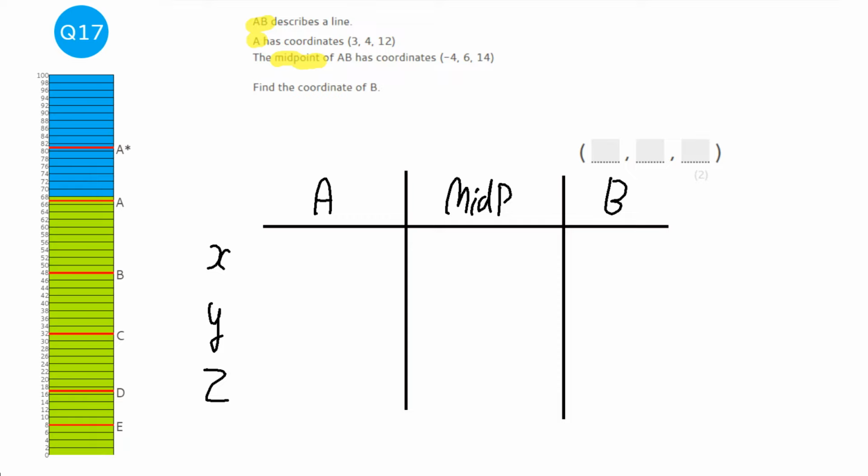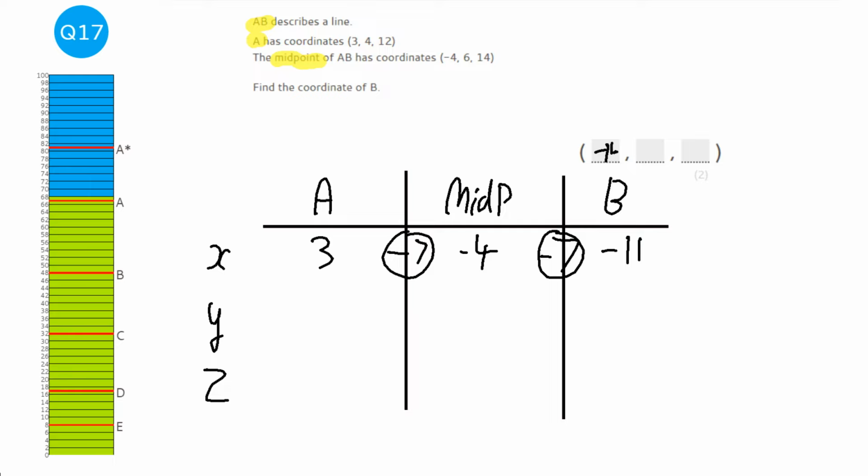So at point A, it starts off at 3, and the midpoint then is -4. So what we need to do is figure out how we get from 3 to -4, and we're going to take away 7. So to get to B, we just need to take away another 7. So -4 take away 7 is going to be -11.